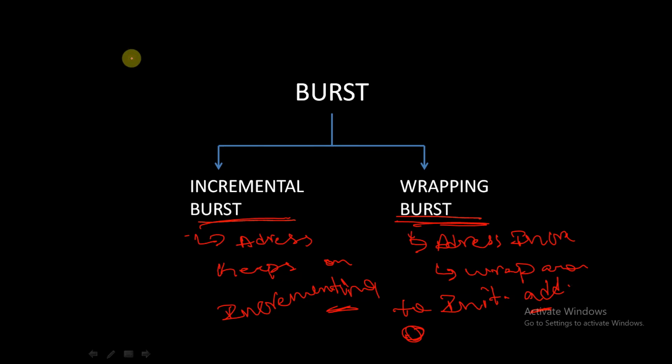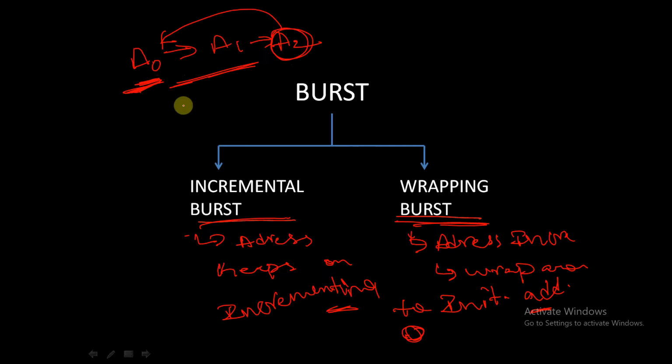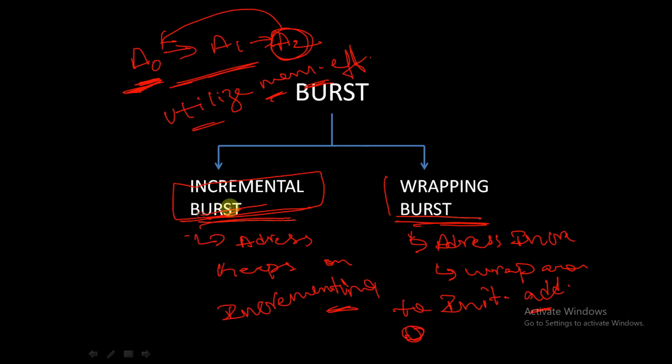For example, in case of wrapping burst, the address keeps on incrementing, say, from A0 to A1 and A1 to A2. Then after reaching some wrapping boundary, it will come again to the initial address A0. This type of wrapping burst is used in cases where we want to utilize memory efficiently, whereas in case of incremental burst, we don't care about the usage of efficient memory. The address keeps on increasing.